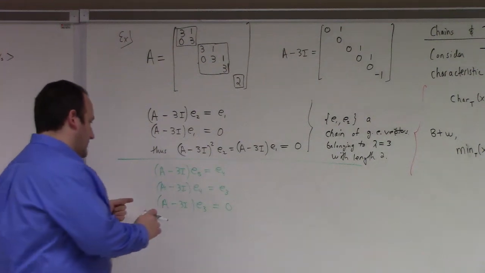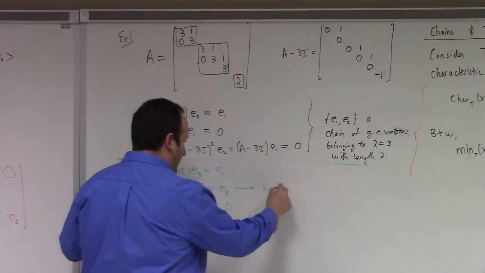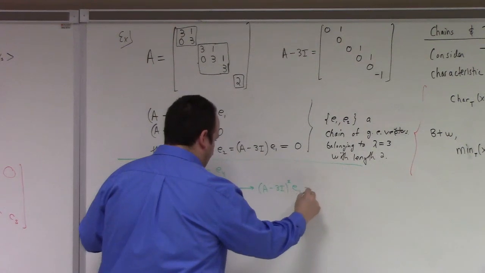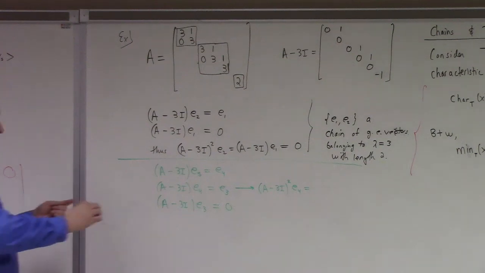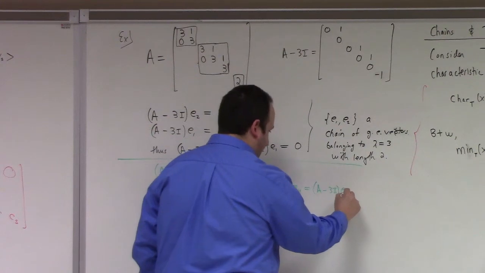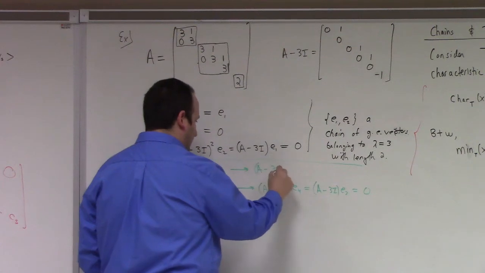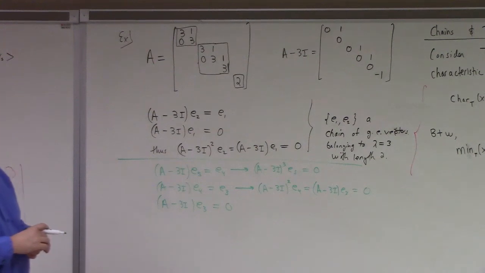Now, what does this say? If you look at this, then what is (A - 3I) squared times E4? That's 0, because if we plug in, that's really (A - 3I) E3, which is 0, right? And then finally, this one gives me (A - 3I) cubed acting on E5 is equal to 0 for a similar reason, right? In other words, E5 is a generalized eigenvector, order 3.